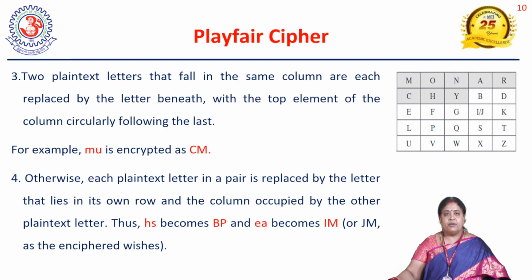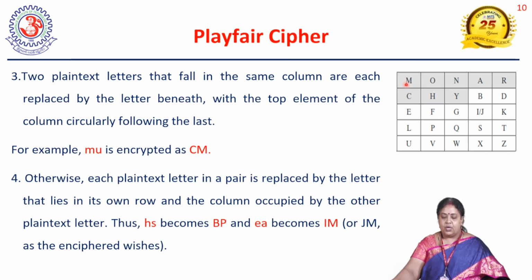Okay, next we go for another rule. That is, if the plain text letters are in the same column. Suppose you want to encrypt MU. M is here, U is here. That means the two letters lie in the same column. Then you have to take the beneath letter. So for example, MU, you have to encrypt M and U. Below this M, we have the letter C. So in place of M, we are substituting C. In place of U, we are substituting M. We have to view this in circular fashion.